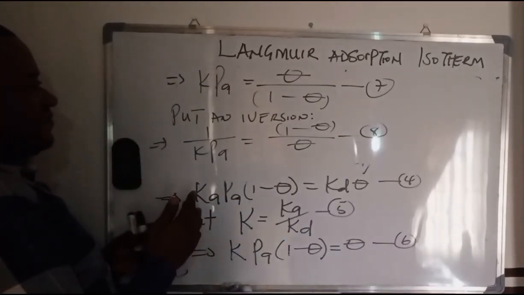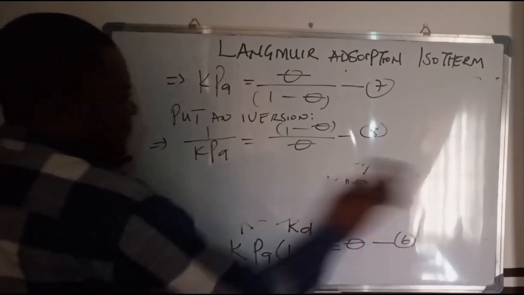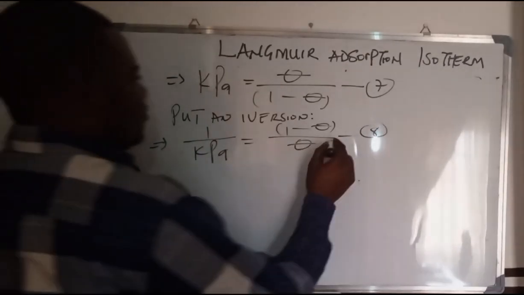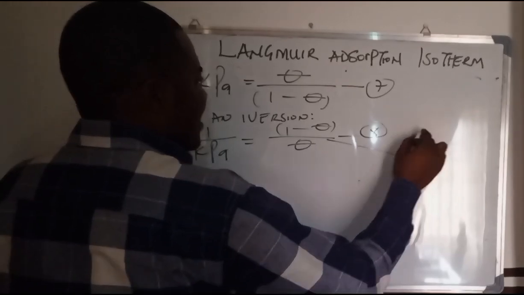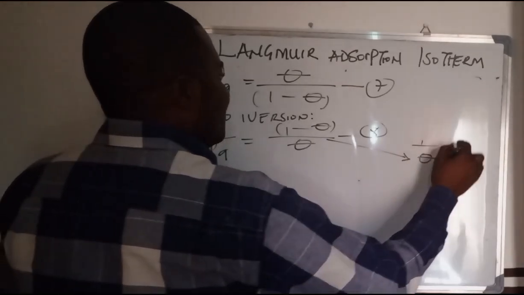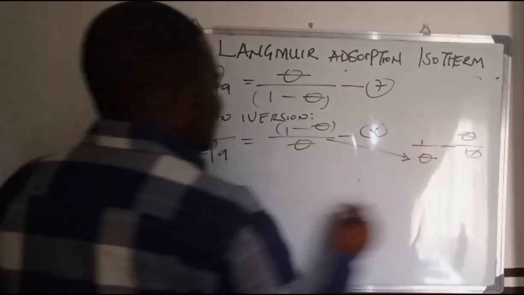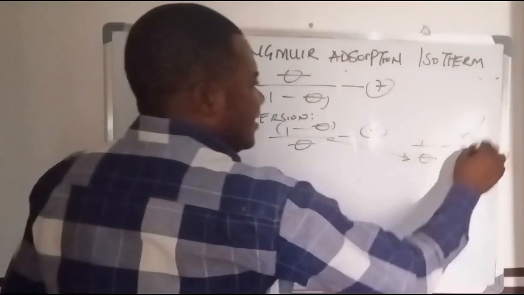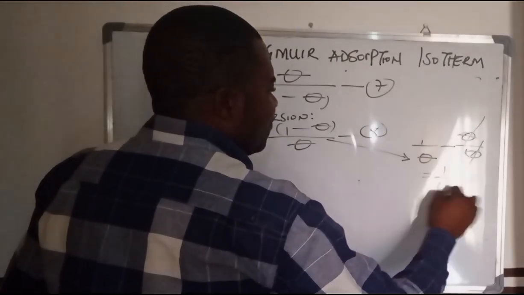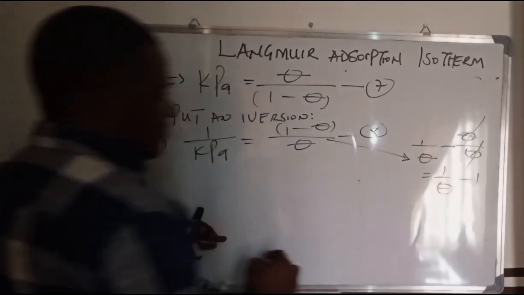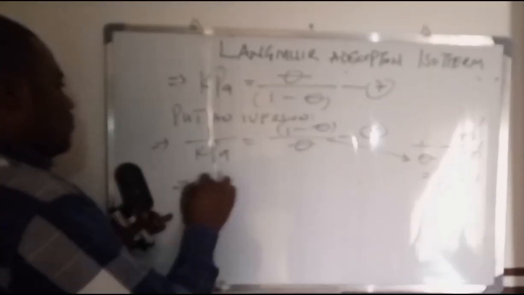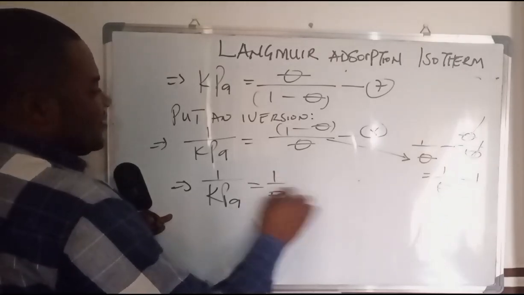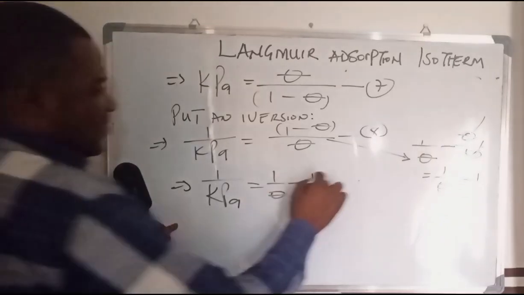You see? I want us to know that this equation that we have here can be rewritten as 1 over theta minus theta over theta. Yes, this is the same thing. So this can cancel this, and this will give you 1 over theta minus 1. So it means that we'll have 1 over KPa is equal to 1 over theta minus 1. That's what we'll have.